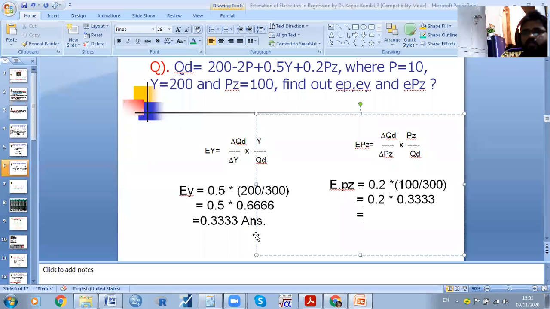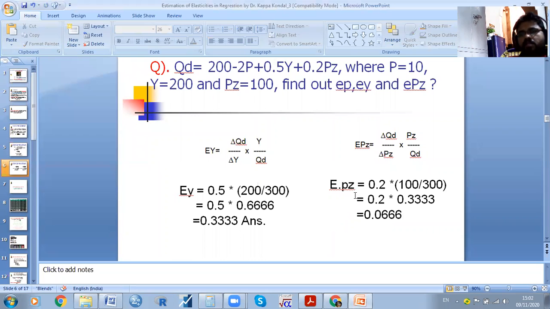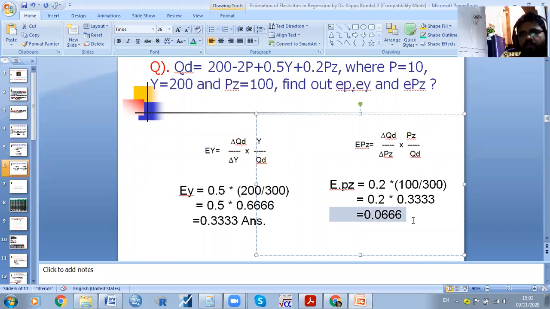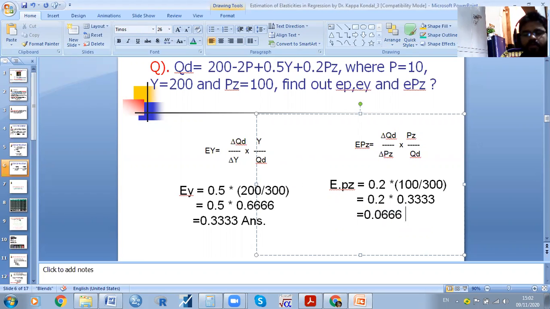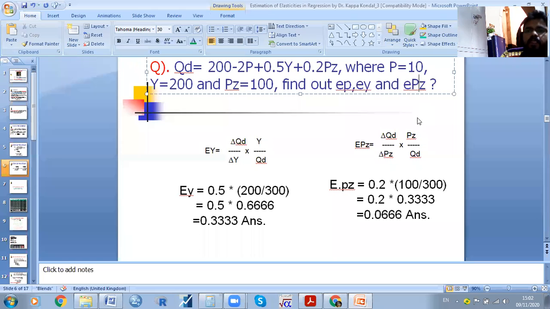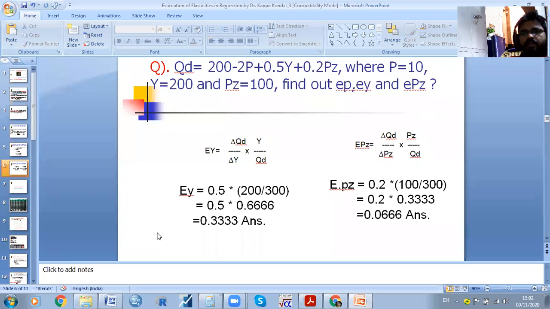0.066. See, this is how we can estimate the coefficient elasticity of PZ. Is it clear now how we can estimate that elasticity in the basic statistics?